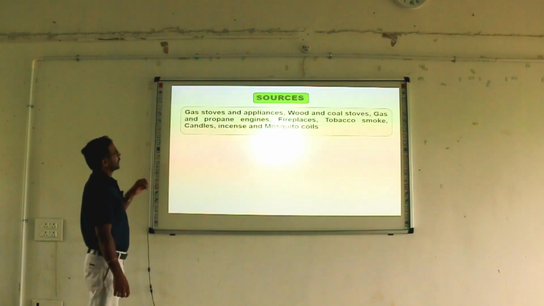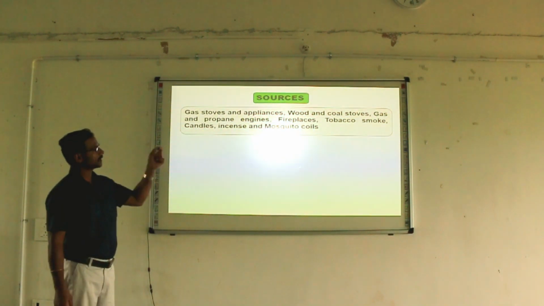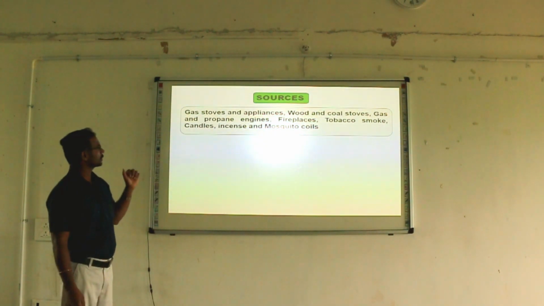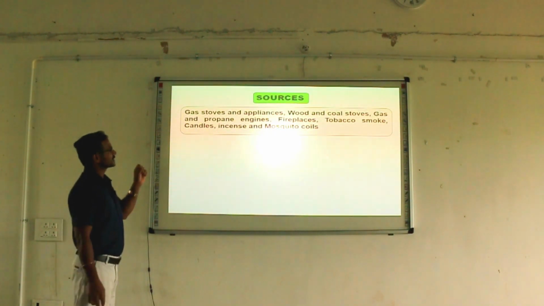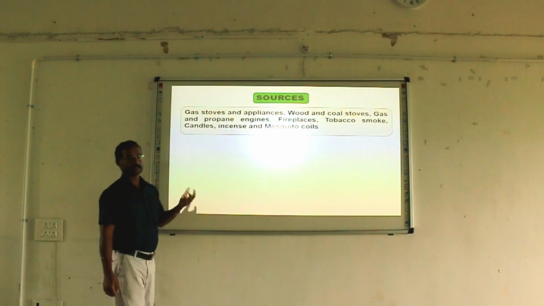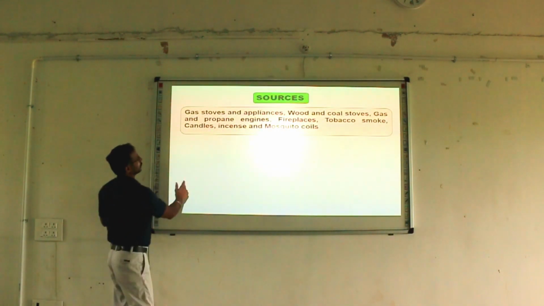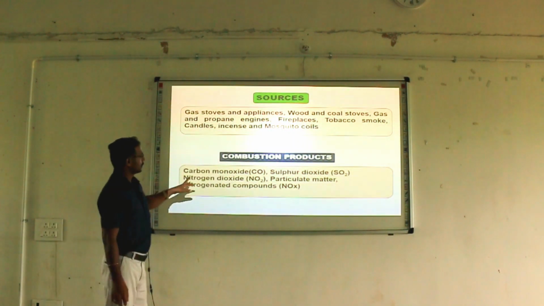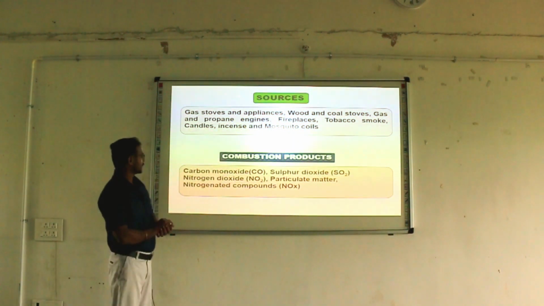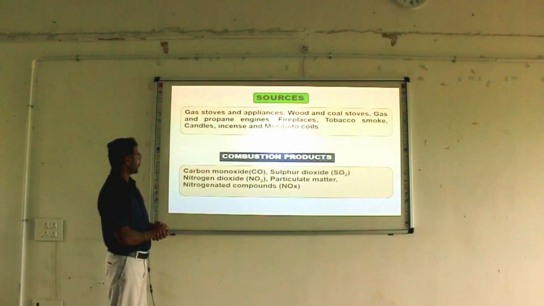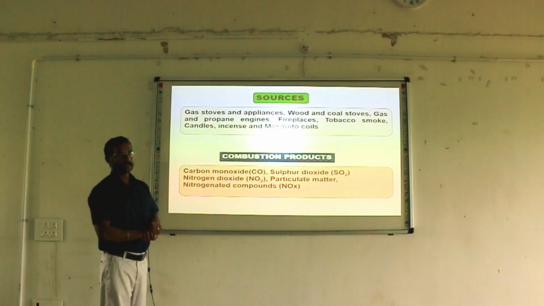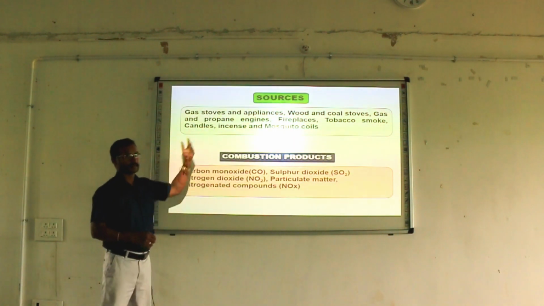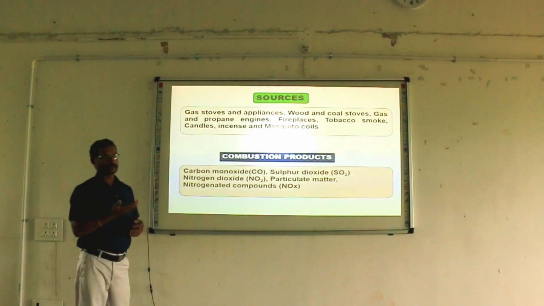Here the sources are gas stoves and other appliances, wood and coal stoves, gas and propane engines, fireplaces, tobacco smoke, candles, incense and mosquito coils, which will emit pollutants. Then combustion products like carbon monoxide, sulfur dioxide, nitrogen dioxide, particulate matter, and nitrogenated compounds come from igniting materials like coal, cow dung and others.